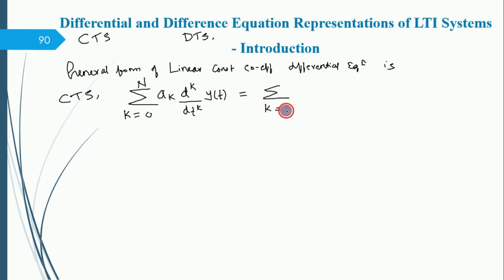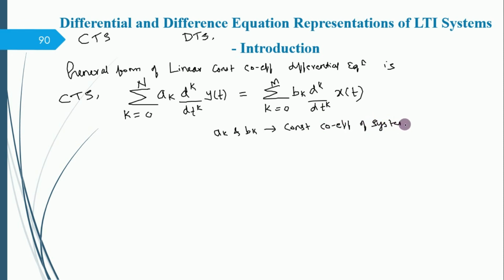It's a differential equation, okay? Simple differential equation that you have been learning in your mathematics course. b k d^k by dt^k x of t. Here a k and b k are coefficients of the system. Fine. So by looking at it, you might feel the equation to be very complex.